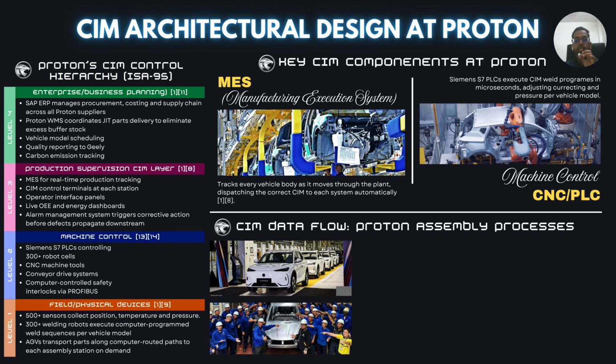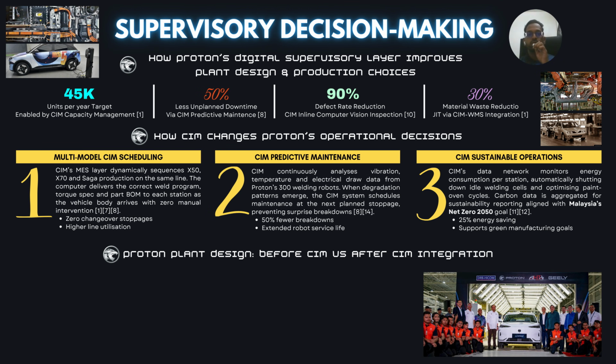This is where the MES tracks every vehicle body in real time and dispatches the correct program to each station automatically. Level 4, SAP ERP manages and supply chain, while WMS coordinates GIT delivery and carbon emission tracking. The data flow is seamless from body welding capturing weld current and force, paint ovens monitoring temperature, to end of line vision scans determining whether a vehicle is released or sent for rework.